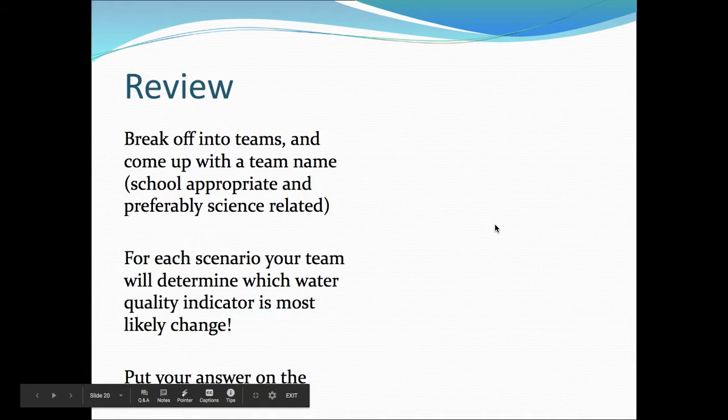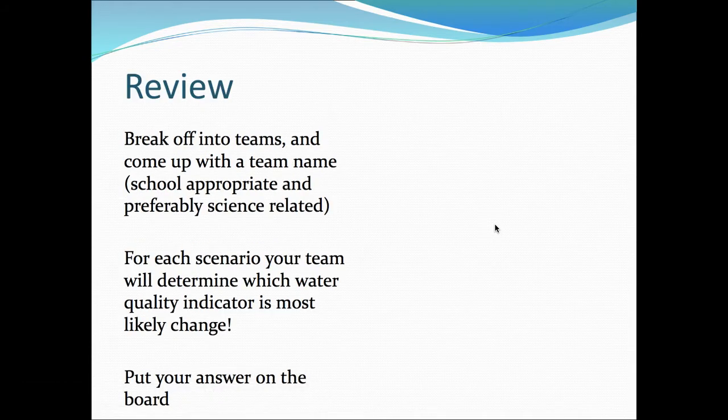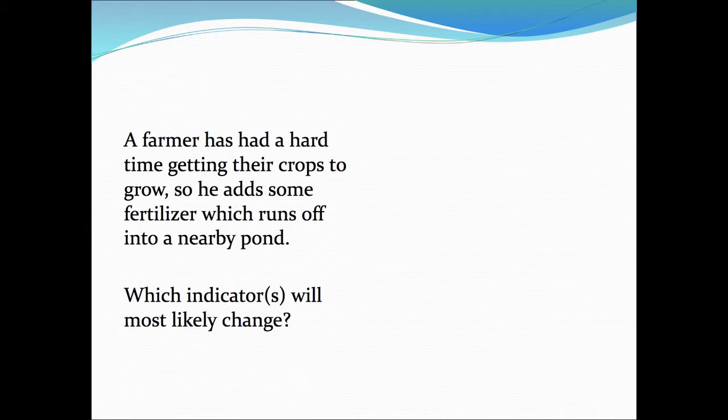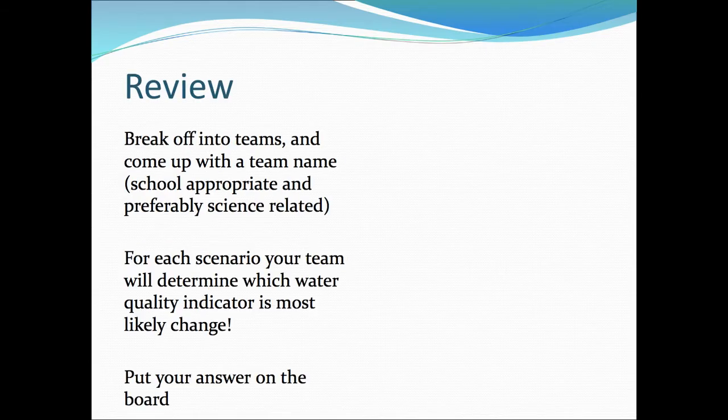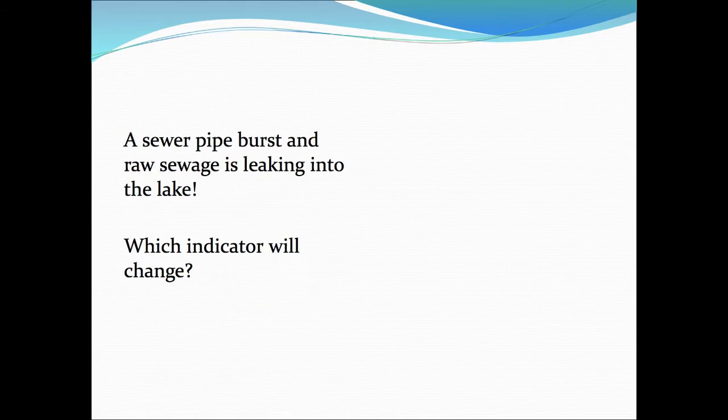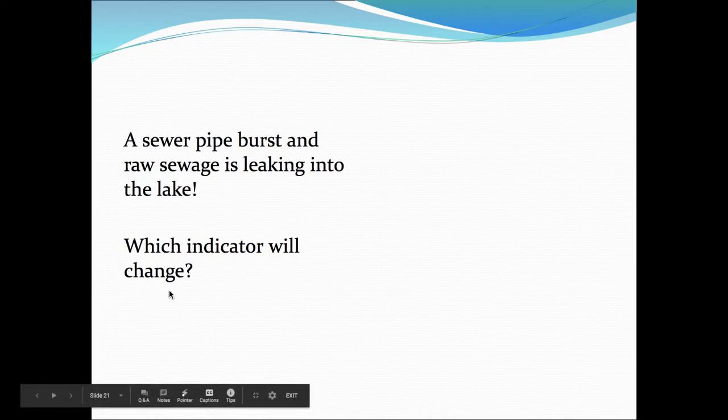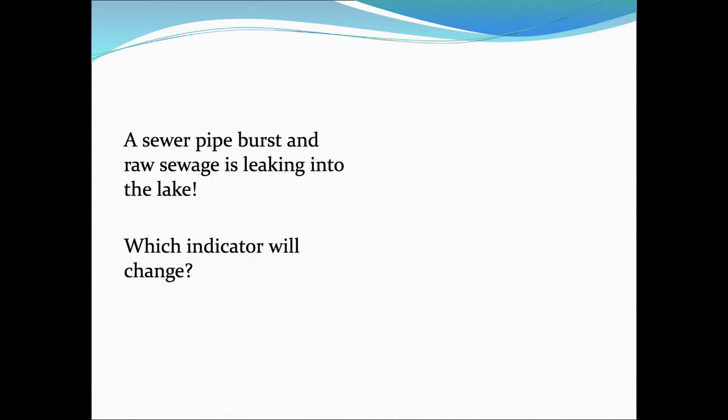All right, so I do have a little review. Let's take a moment and guess what is going to happen. All right, a sewer pipe. So you're going to choose which indicator you think is going to change as a result. So first, a sewer pipe burst and raw sewage is leaking into the lake, which happens from time to time. Ew, super gross. All right, what indicator changes?